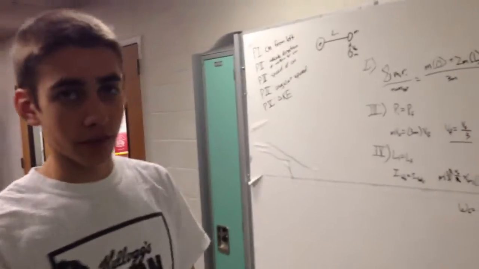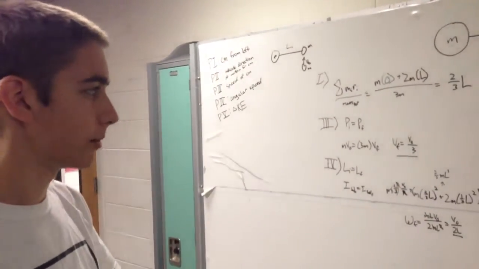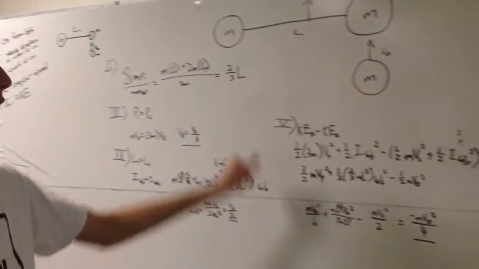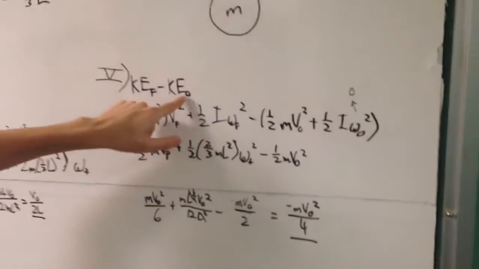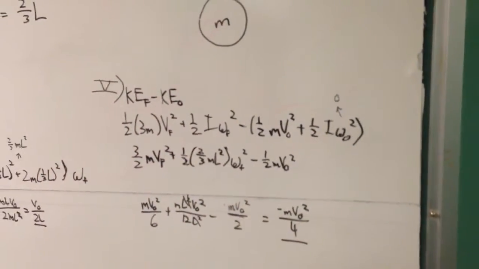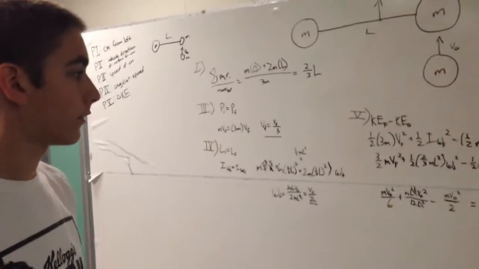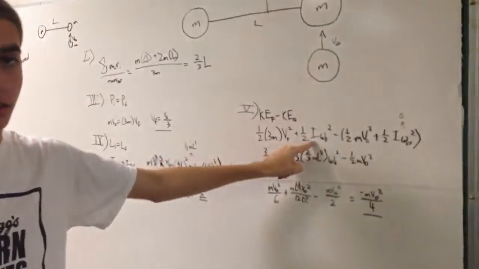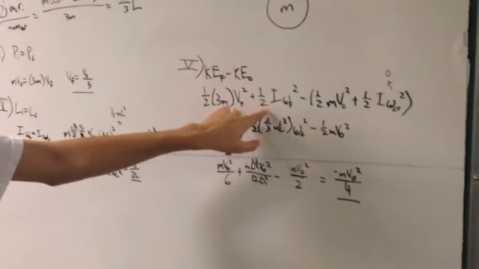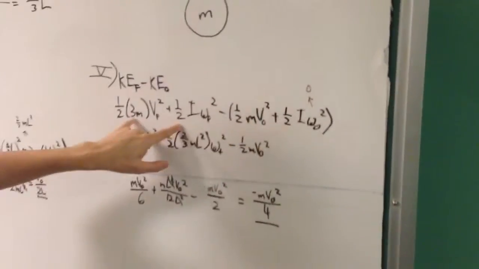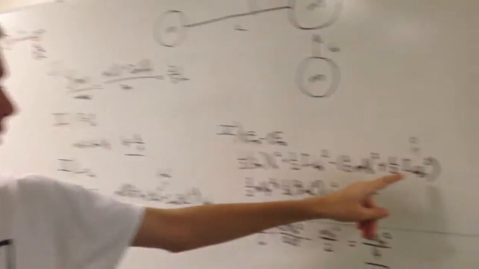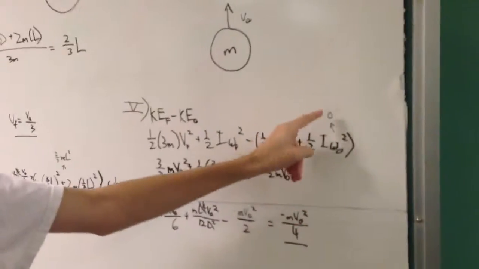Part 5, the final part of this long problem, is to find the change in kinetic energy. To do this, we take the final kinetic energy and subtract from it the initial kinetic energy. Because there is both linear and angular movement, you have to do the linear kinetic energy plus the angular kinetic energy. So this is the initial, this is the final. Although initially there is no angular movement, so the initial angular kinetic energy is 0.